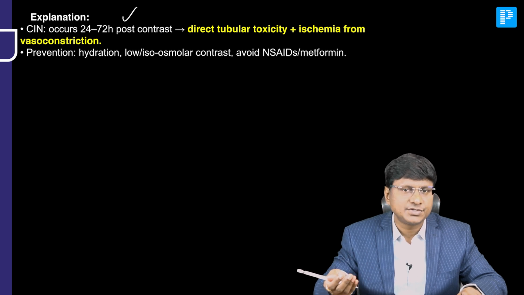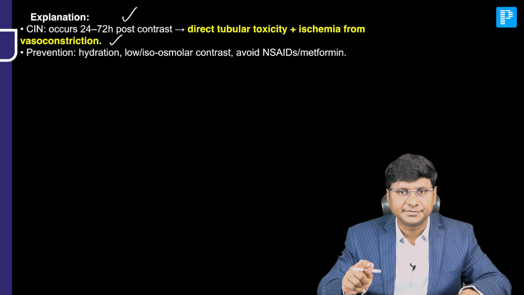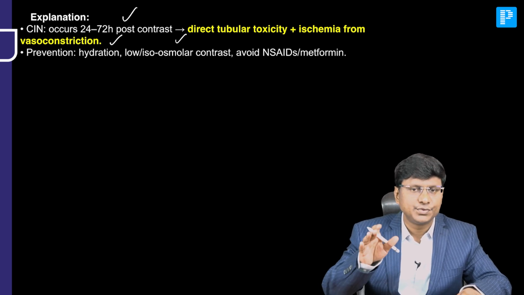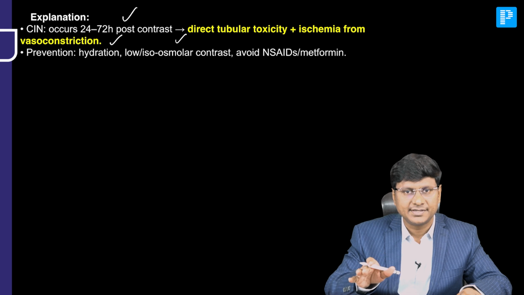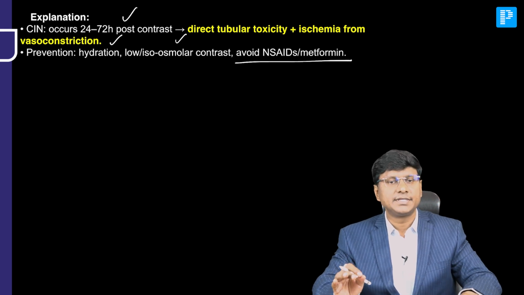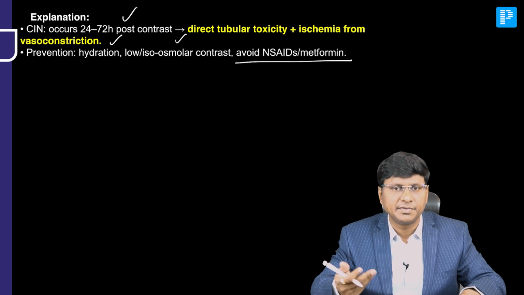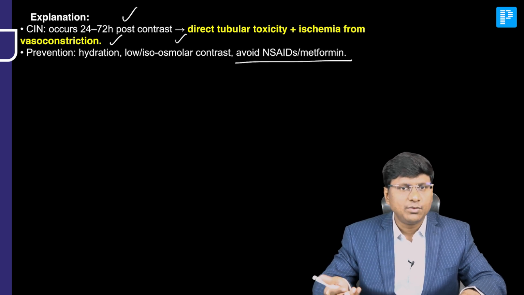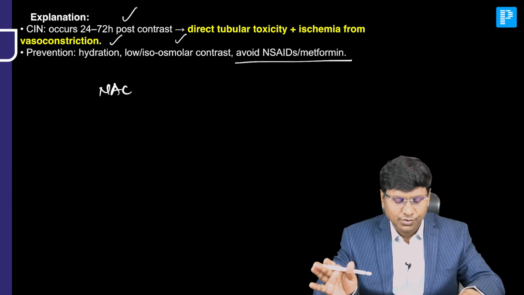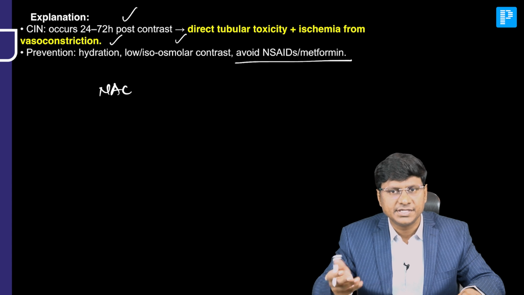And how can you prevent this contrast-induced nephropathy? You need to give proper hydration. That is very, very important. Next, we need to use only low or isoosmolar contrast, not high osmolar contrast. At the same time, you need to avoid NSAIDs and metformin because they are nephrotoxic. And what is the drug of choice? The drug of choice will be N-acetylcysteine. So the answer here is tubular epithelial toxicity and renal vasoconstriction causing ischemia.